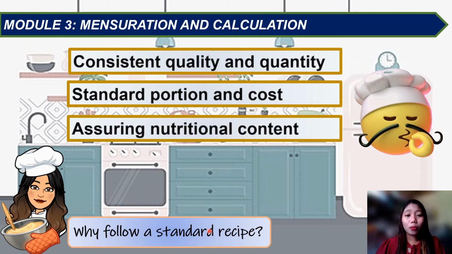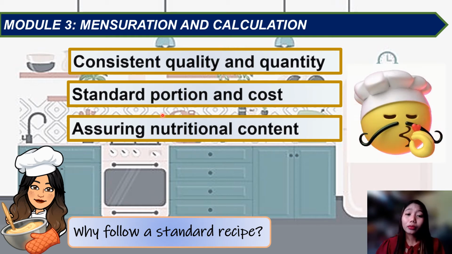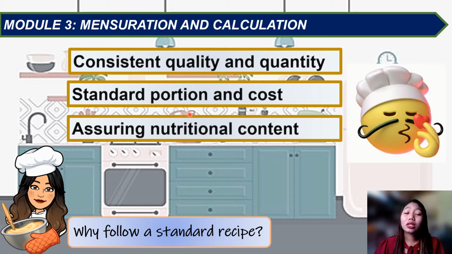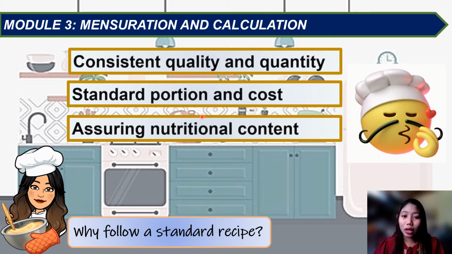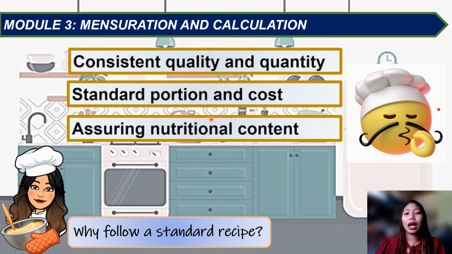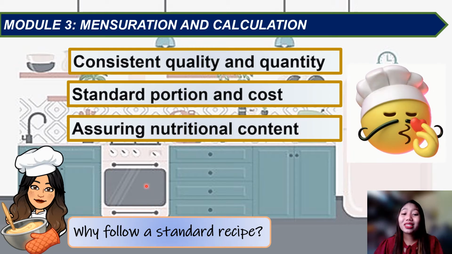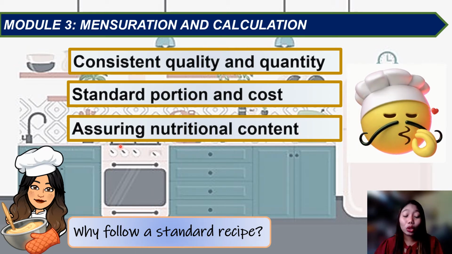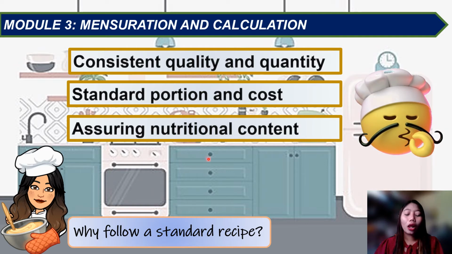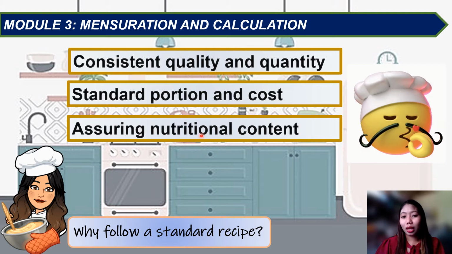Standard recipe is also important because it will help you assure nutritional content. Meaning, may mga tao kasi po na strict ang diet na fina-follow nila. Ayan. So, gusto nila ito lang lagi yung amount of oil, amount of calorie, amount of carbohydrates, protein. Ayan. So, kung may standard recipe na sinusunod, lagi nating ma-achieve yung gusto lang natin na amount ng nutrients. So, that's how helpful recipe is when it comes to this thing, nutritional content.